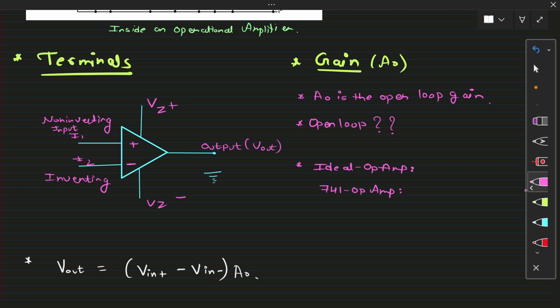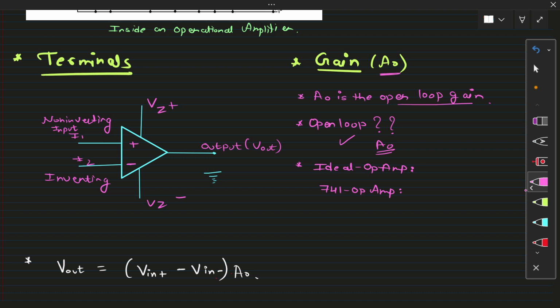So let's see what you mean by gain of an operational amplifier. A naught is the gain of the operational amplifier. A naught is the open loop gain. What do we mean by open loop? If the output of the operational amplifier is not fed back to the input, we call it open loop gain. In an operational amplifier, the open loop gain is denoted by A naught.